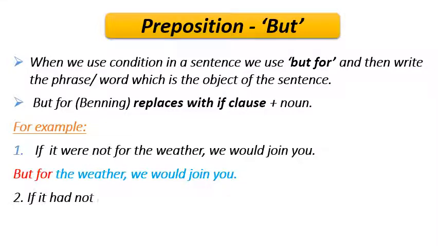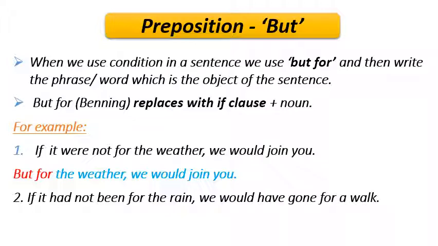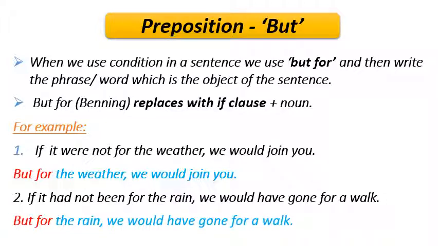Let us see one more example. If it had not been for the rain, comma, we would have gone for a walk. So when we have to replace it with the preposition but for to show the condition, how will we change it? First of all, we will write down but for in place of the if clause. Then we have to write down the noun. Fine. So what is the noun? The noun is the rain. So: but for the rain, comma, we would have gone for a walk, right? So here what we have done is we have just used the preposition but followed by a phrase as the object of the sentence to show the condition.